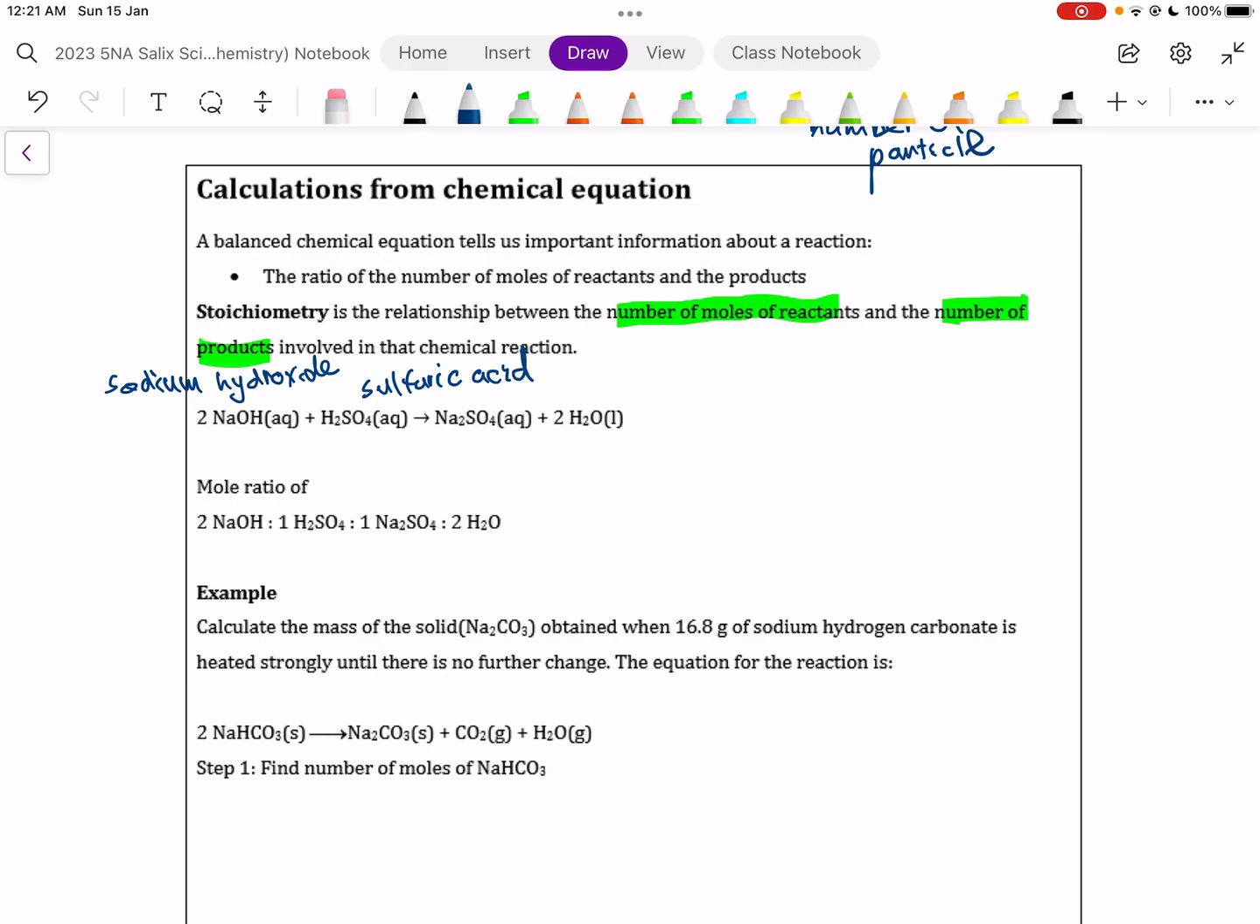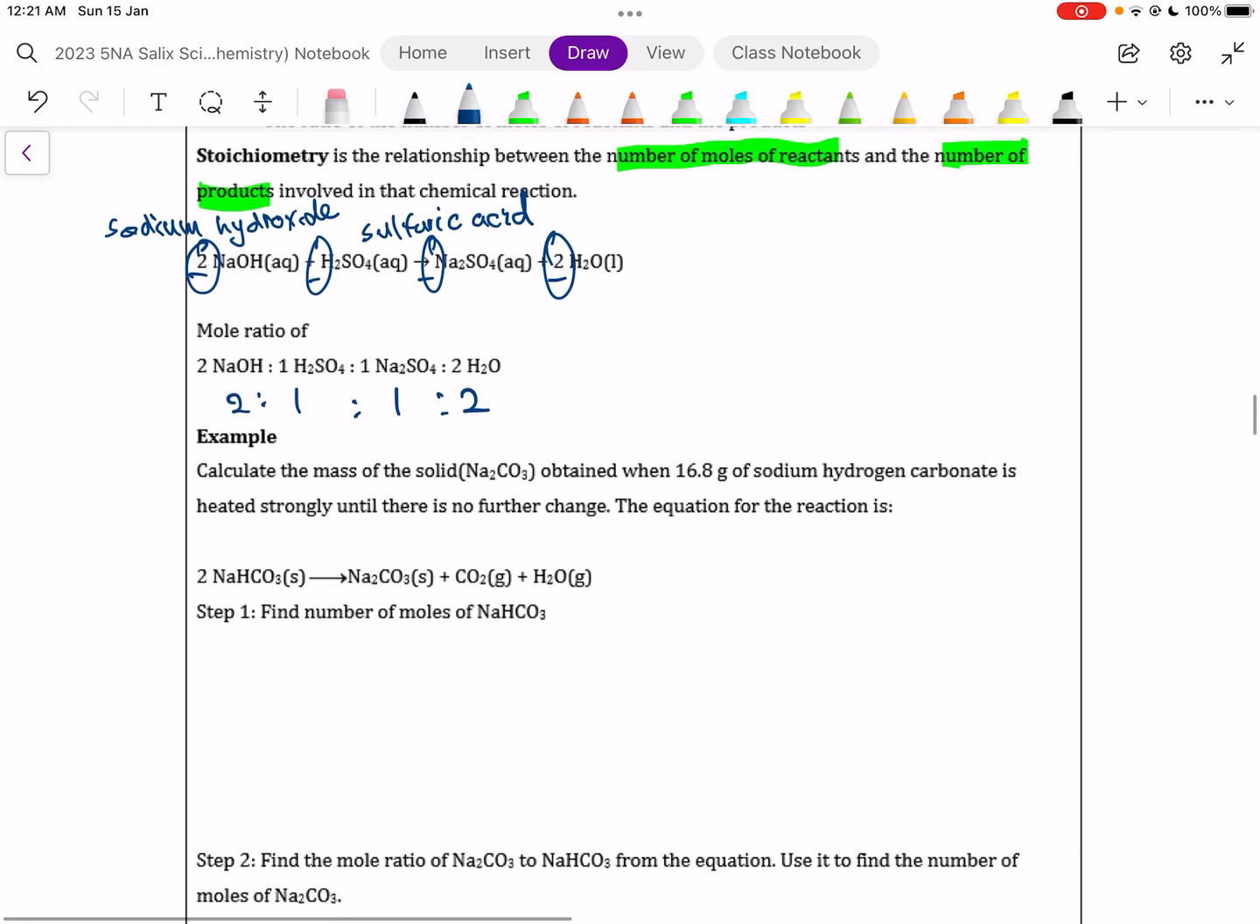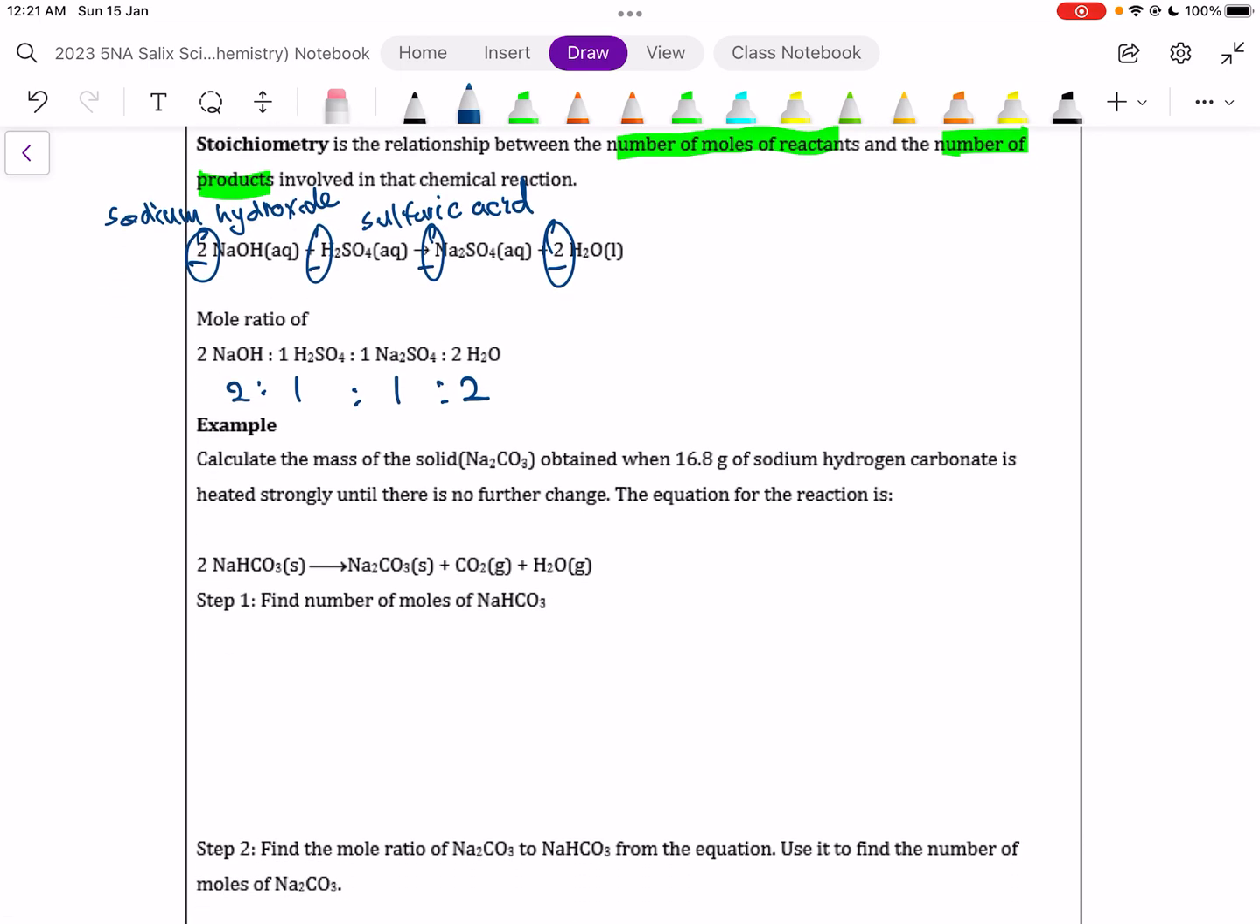So how do I get this mole ratio? You look at the big numbers, the coefficients of the equations. So the mole ratio will be 2:1:1:2. Okay, so that's to help you understand what mole ratio means. Basically it's the big numbers, the coefficients of the equations. Okay, so let's take a look at an example where we make use of this mole ratio.